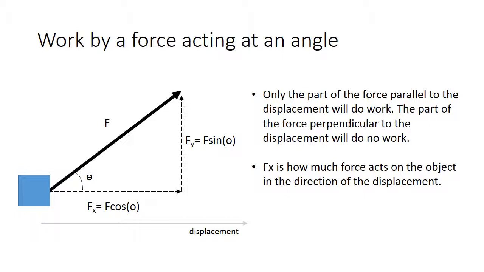So that part of the force that acts upwards along the y is perpendicular to the displacement, so that part of the force will not do any work on the object. But here we see the part of the force going along the x-axis. That part of the force is parallel to the displacement, so this part of the force will do work on the object. So the amount of force acting on the object that will cause work done will be only equal to F cosine of theta. That will give us the horizontal portion of the force.